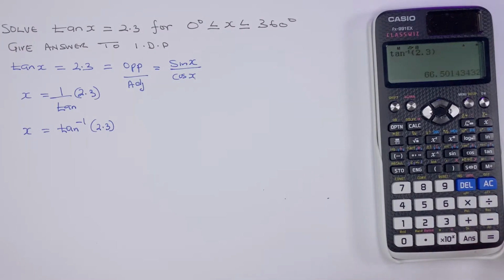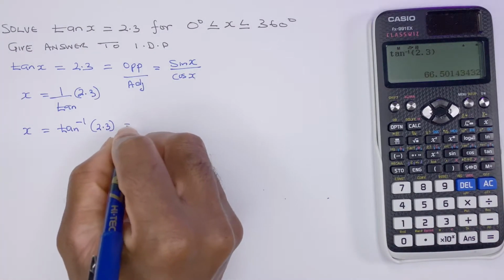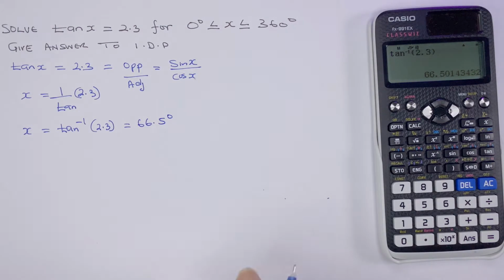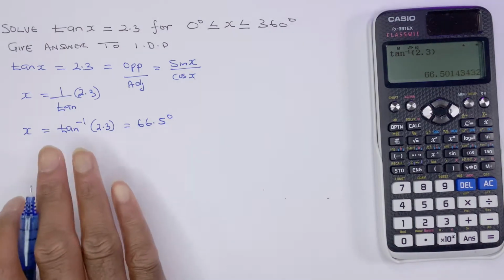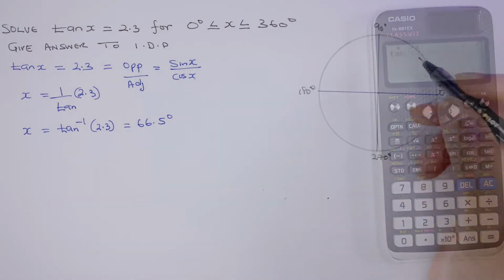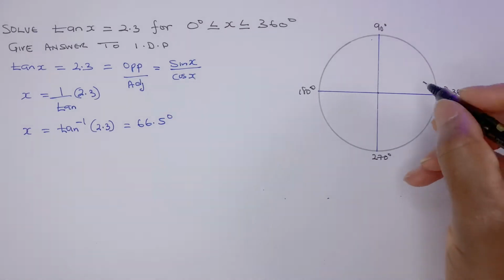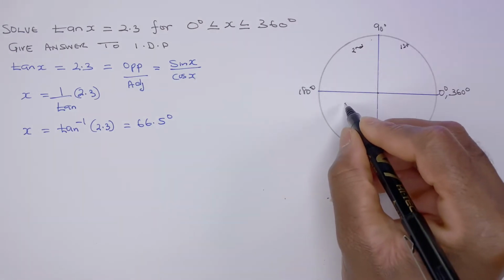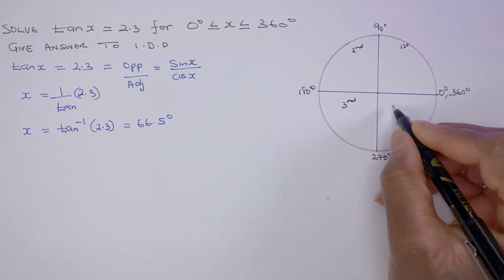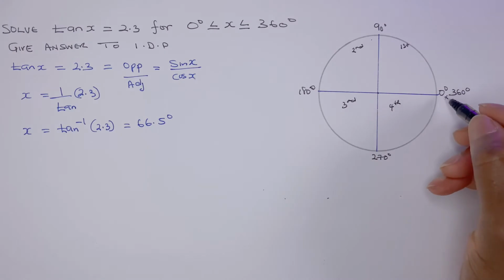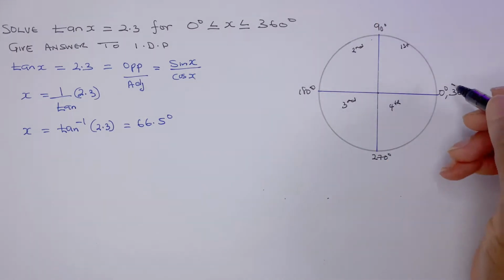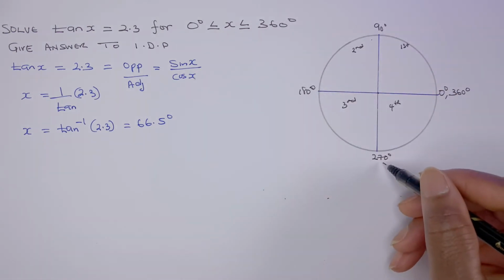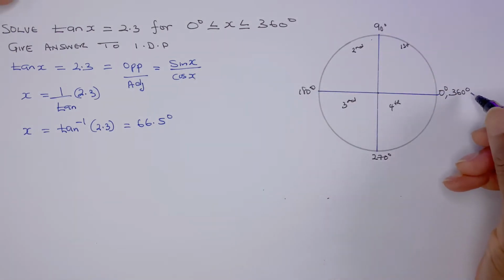So if we get the calculator, turn it on and press shift, tan, 2.3, close bracket, x is 66.5 degrees. We're going to use this angle to find the rest of the angles. I have divided the circle into 4 quadrants. This is the first quadrant, second, third, and fourth quadrant. We measure angles anti-clockwise. So the angle starts from 0 degrees, 90 degrees, 180 degrees, 270 degrees, back to 360 degrees.